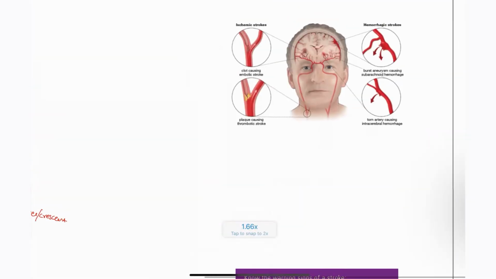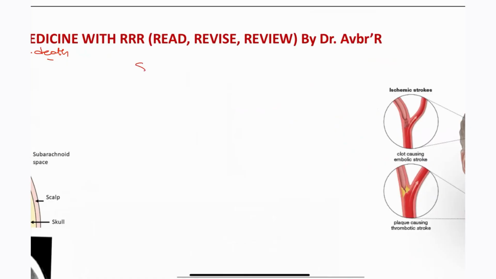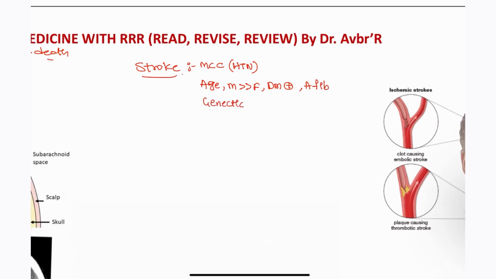Next, moving on to the important topic, stroke. So in this stroke, what you have to take note of. First, remember that stroke is most commonly associated with what condition? The most common cause for these patients with a stroke is hypertension. And along with that, the patient will have the age factor, males, and also those commonly associated with diabetes mellitus, atrial fibrillation, right? And also genetic conditions like homocystinuria and Marfan syndrome are associated with stroke.